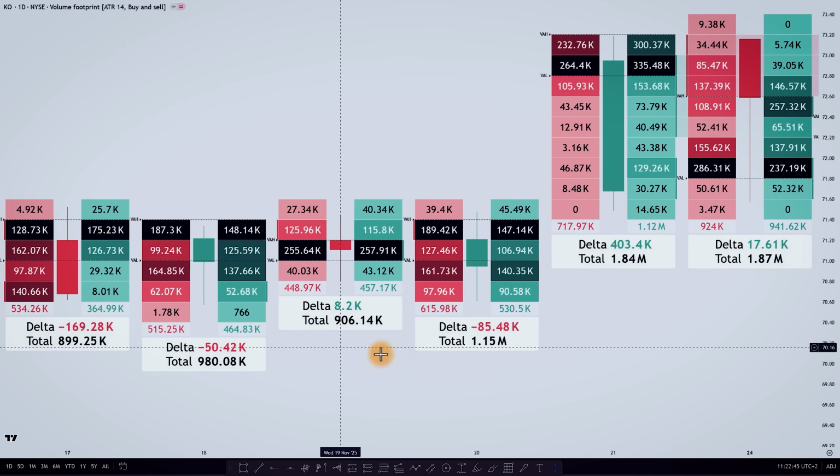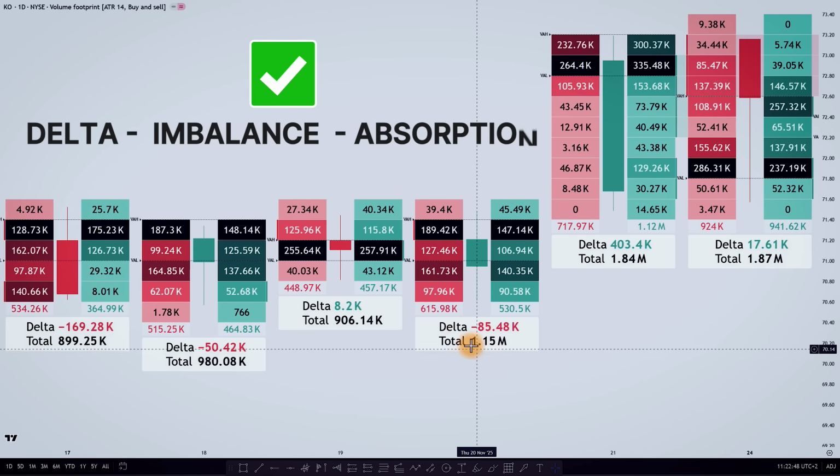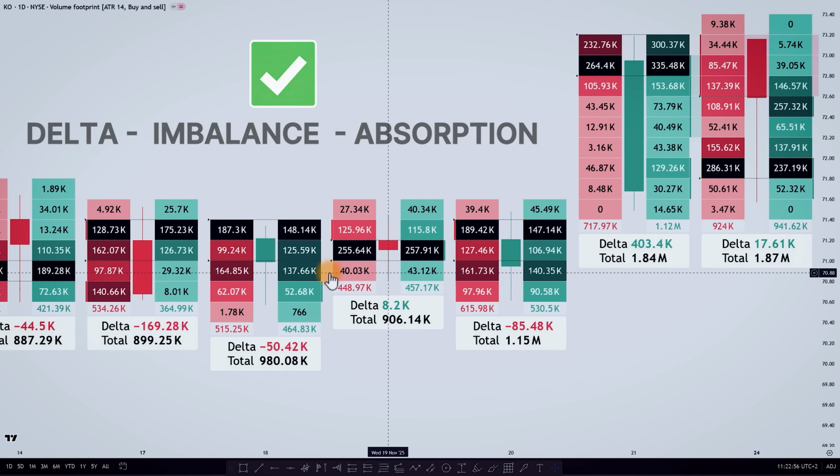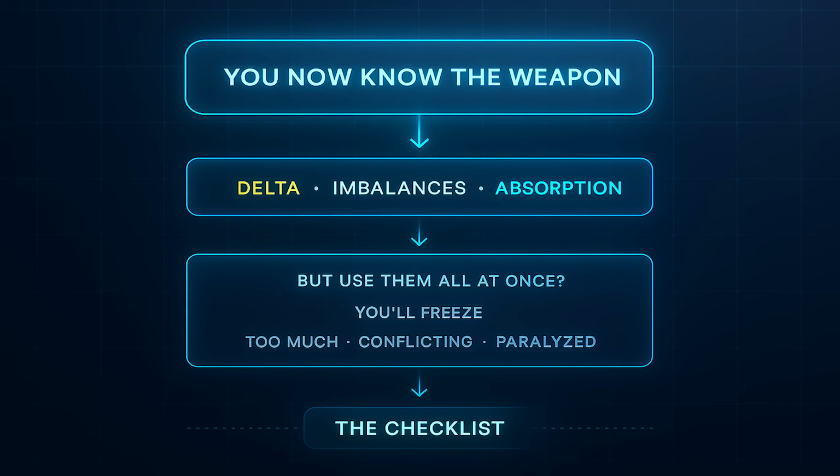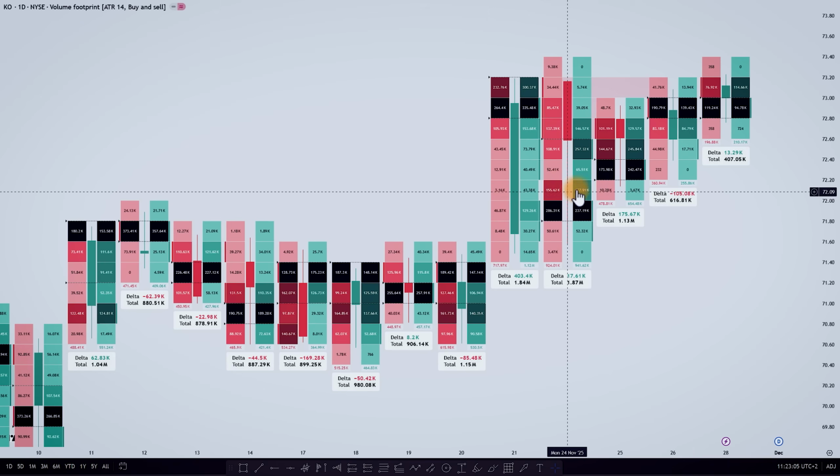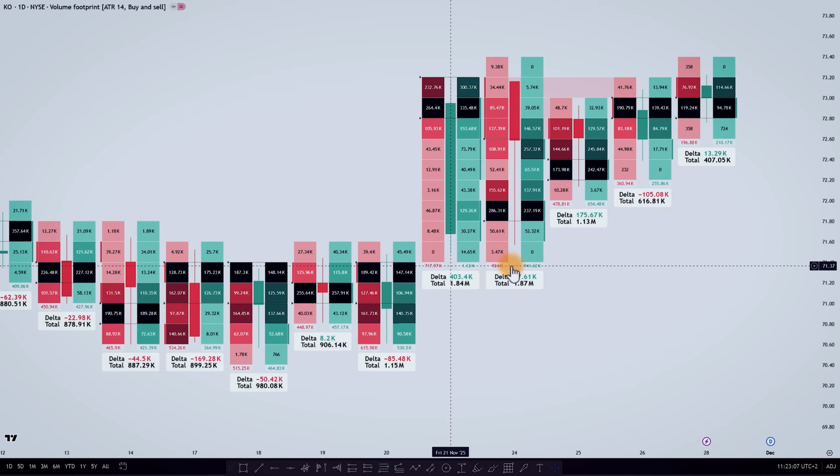Now you know the core concepts: delta, imbalances, absorption. But here's the issue. If you try to analyze all of these at once on every candle, you'll freeze. Too much happening. Conflicting signals. You need a checklist. Step by step. What to look for and when. Let me give you the exact framework.